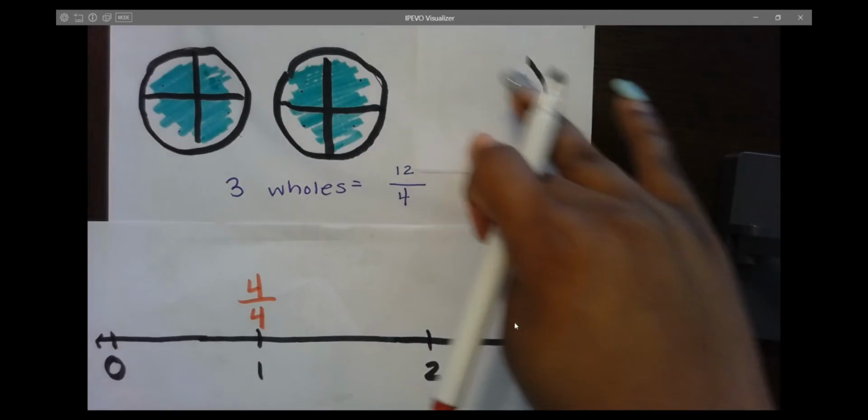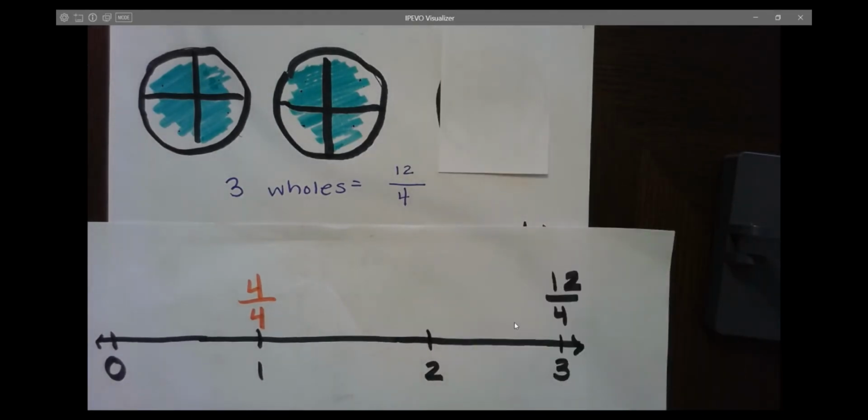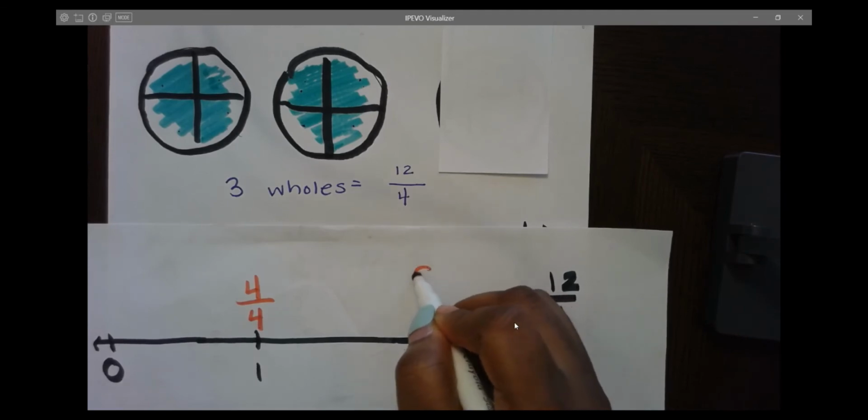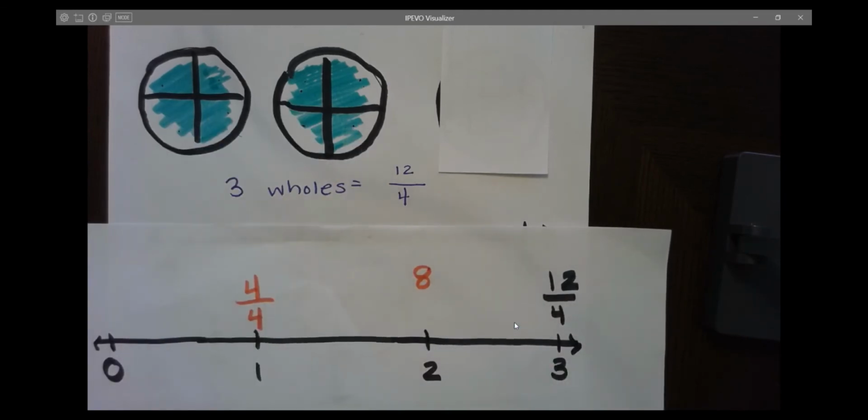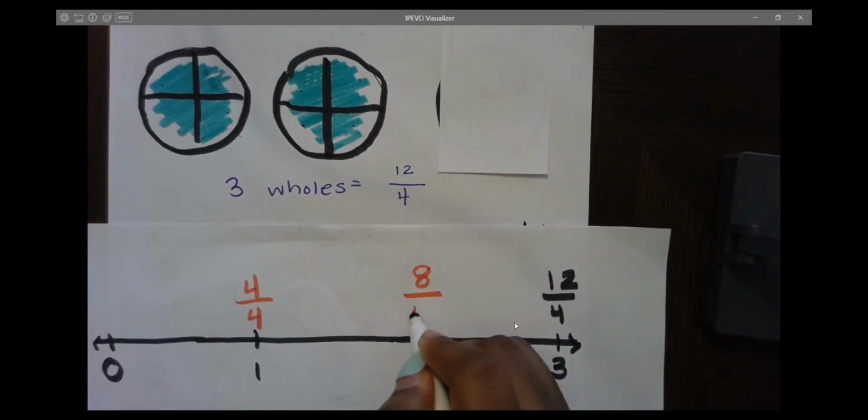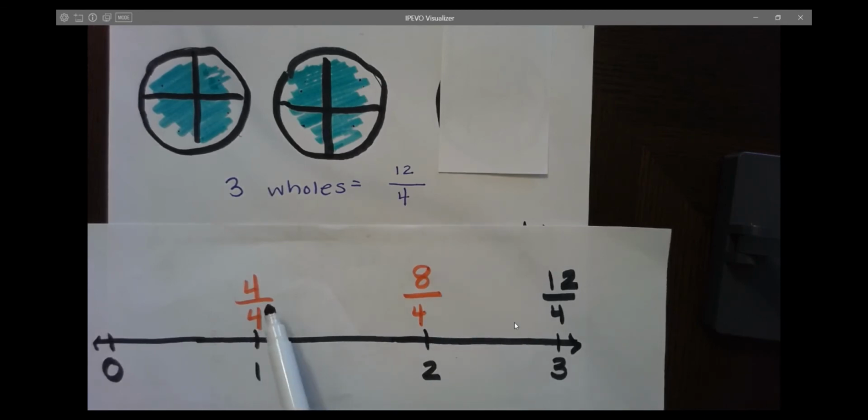What about if we had 2 wholes? Now we have how many pieces shaded? Right, we have 8 shaded. How many pieces are each whole broken up into? 4. So 2 wholes is the same as 8 fourths. So we have 1 whole is the same as 4 fourths, or 4 over 4. 2 wholes is the same as 8 fourths. 3 wholes is the same as 12 fourths. What do you notice we're counting by? We're counting by fourths. You have 4, 8, 12.